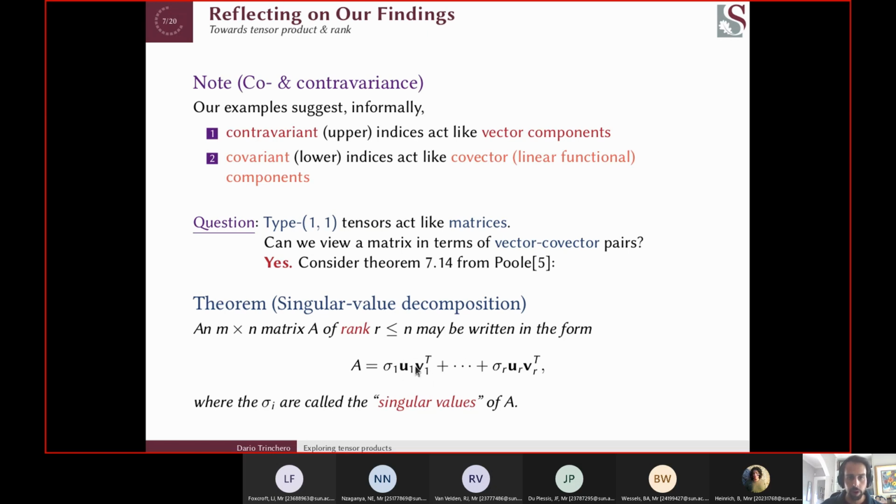So each of these is an operator, because you can think of it acting on a column over here, which would first hit it with the row vector, which is a linear functional, and then hit it with a column vector, which will give back a new column vector. So this is a linear operator, or a matrix rather. And these sigma I are called the singular values of A, and there's a really nice efficient algorithm for computing them. So yes, we can indeed think about a matrix as not just a single vector covector, but rather a sum of vector covector pairs. Okay.